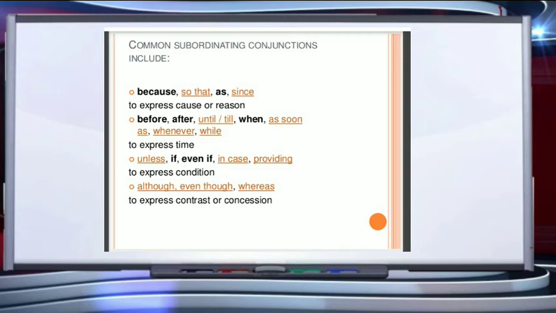And conjunctions like unless, even if, in case of, providing, are used to express some kind of condition. If this happens, then this will happen or it will not happen. Furthermore, although, even though, whereas, children, such conjunctions are used to express contrast or concession.